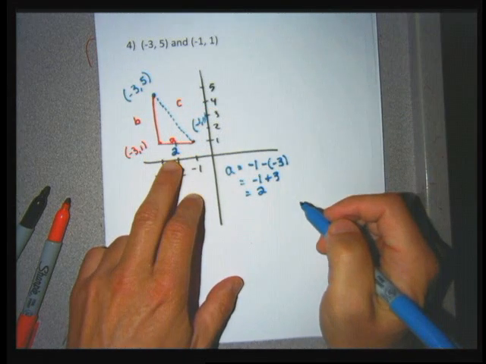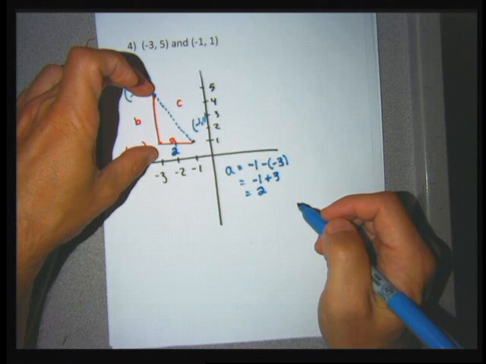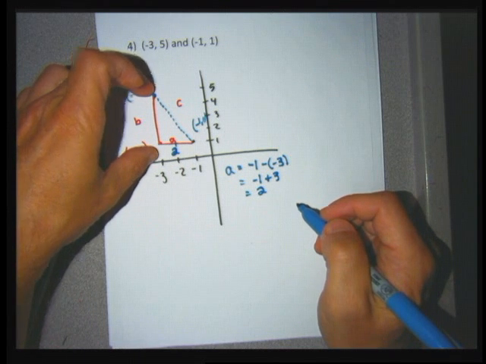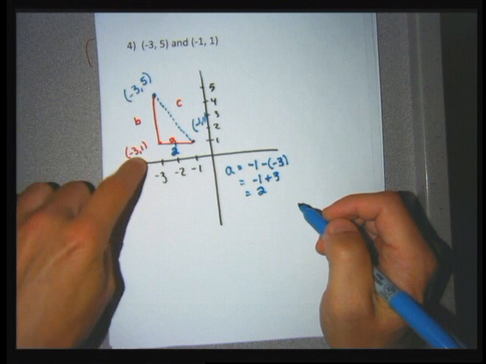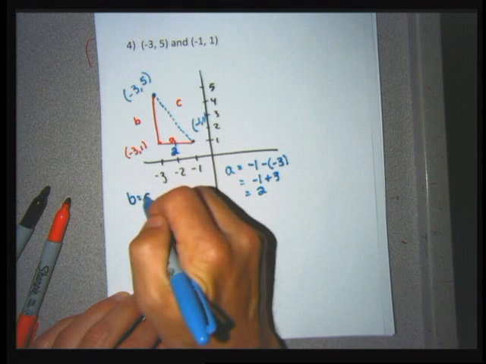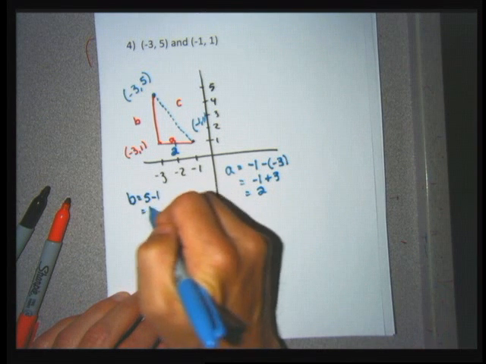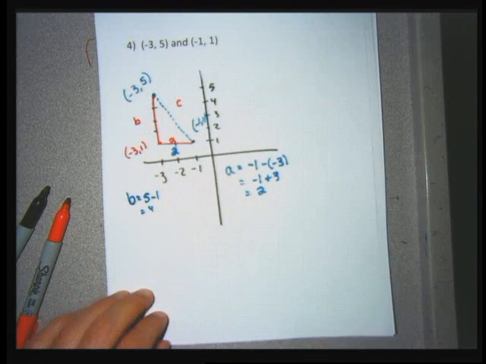So one of the lengths I'm going to need when I do my Pythagorean theorem is a 2. The other length I'm going to need is the b, which is this distance, and the b is going to be the difference between the y-coordinate of the given point and the y-coordinate of my created point in my triangle. So it's going to be 5 minus 1, which is going to be 4. And again, you probably could have just counted and got this.